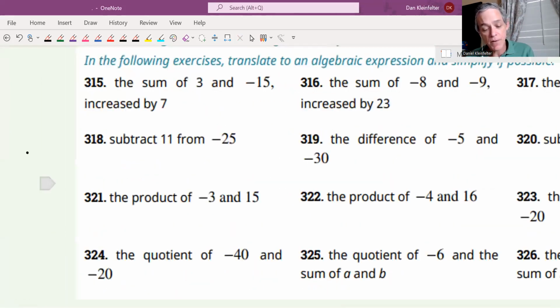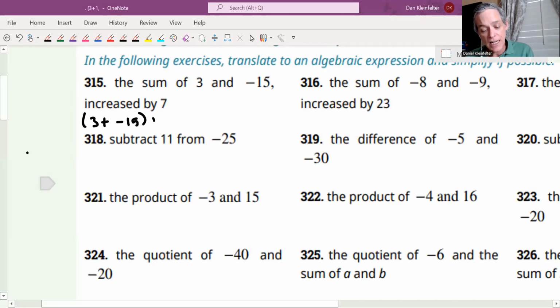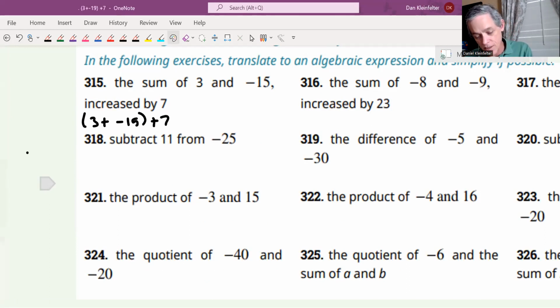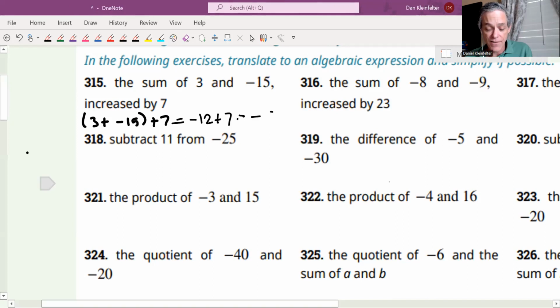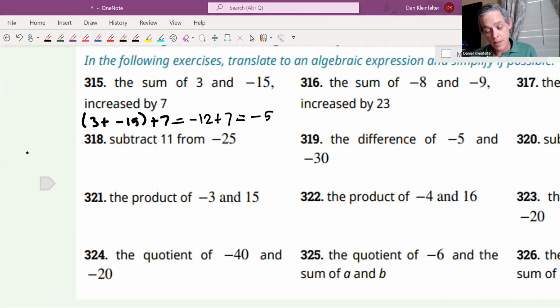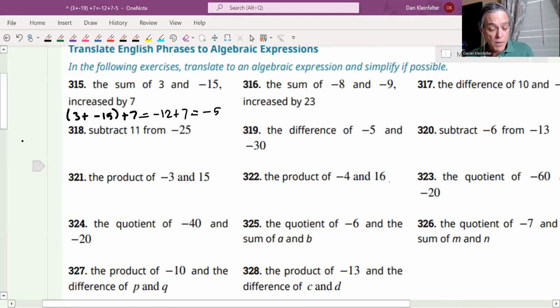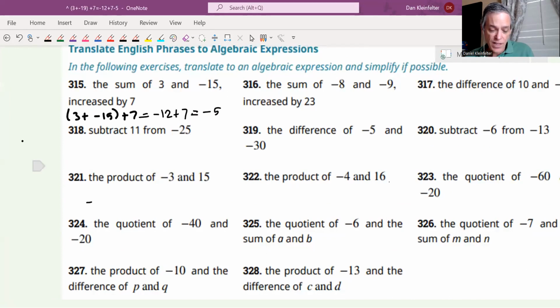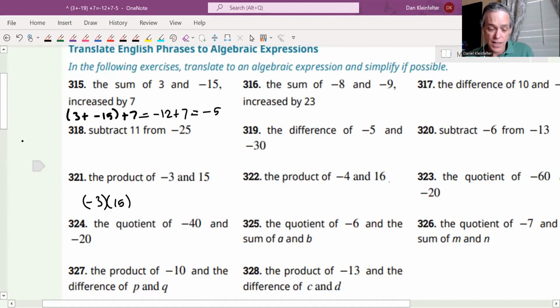315 first. The sum of 3 and negative 15 increased by 7. Okay, increased by sounds like addition. So there's that. 3 plus negative 15 is negative 12. Negative 12 plus 7 is negative 5. Okay. The product of negative 3 and 15, product means multiplication. So that'll be negative 3 times 15, which is negative 45.